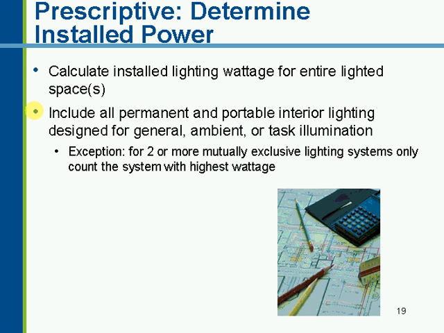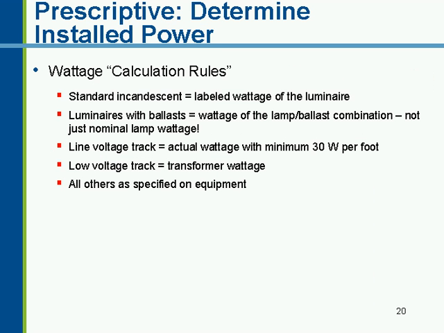There is an exception to this. If you have two or more mutually exclusive lighting systems where only one can be on at a time, then it's only the wattage of the highest wattage system that must be calculated. You don't have to use both. So let's look at how you determine this installed wattage.